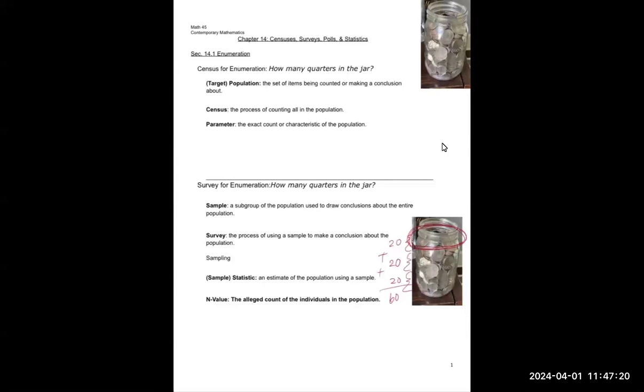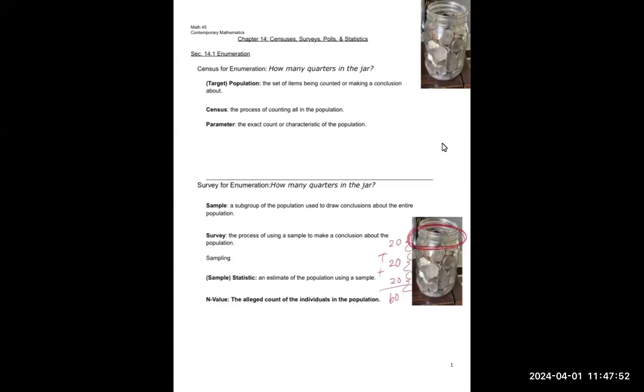So that first top inch of quarters that I used is called the sample, and it's a small group of the larger whole of all the quarters. And the process of using a sample to make a conclusion about the entire population is called a survey.